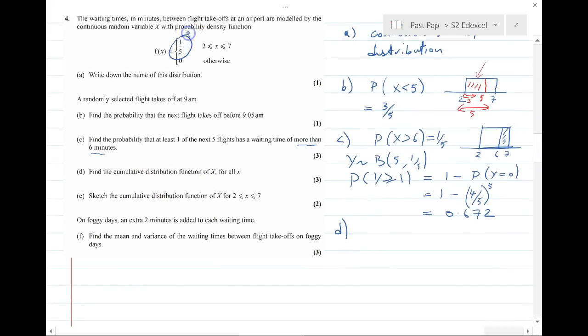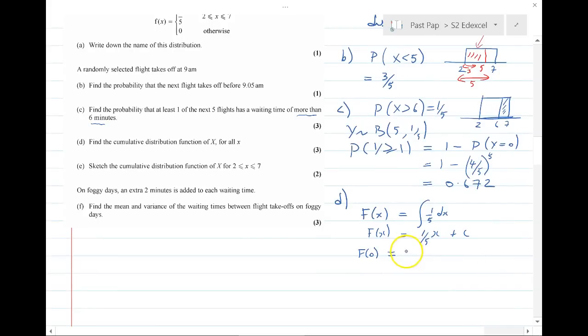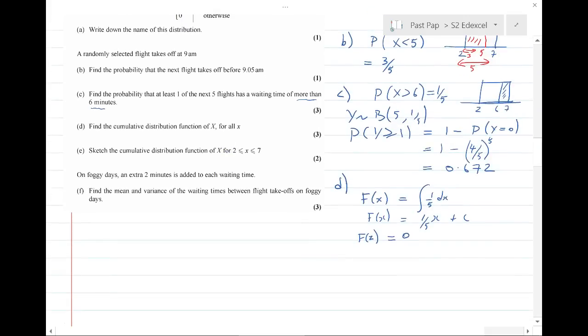I think I will integrate rather than try and do anything slicker than that. So we've got F(x) is equal to the integral of 1/5 dx. So F(x) is equal to 1/5 of x plus c. But we know that F(2) is equal to 0, because it's impossible that the number can be less than 2. So that tells us that 0 is equal to 1/5 times 2 plus c. So that gives me c is equal to minus 2/5.